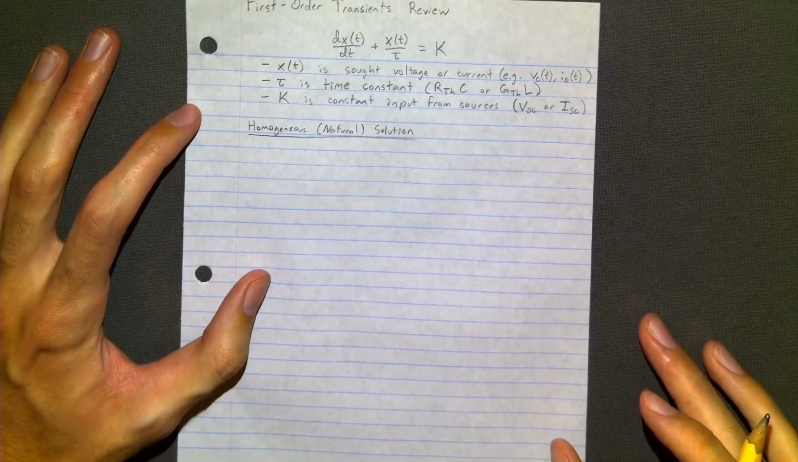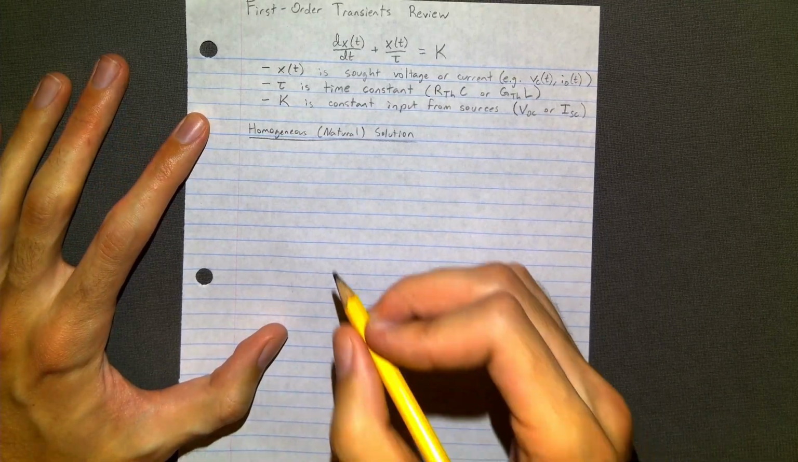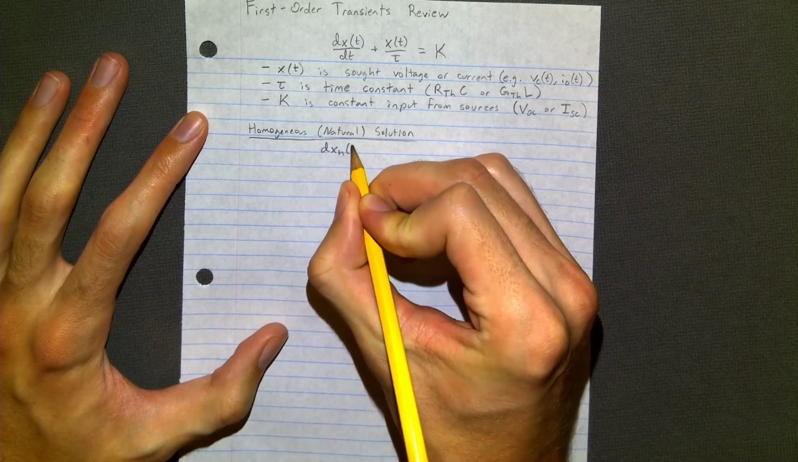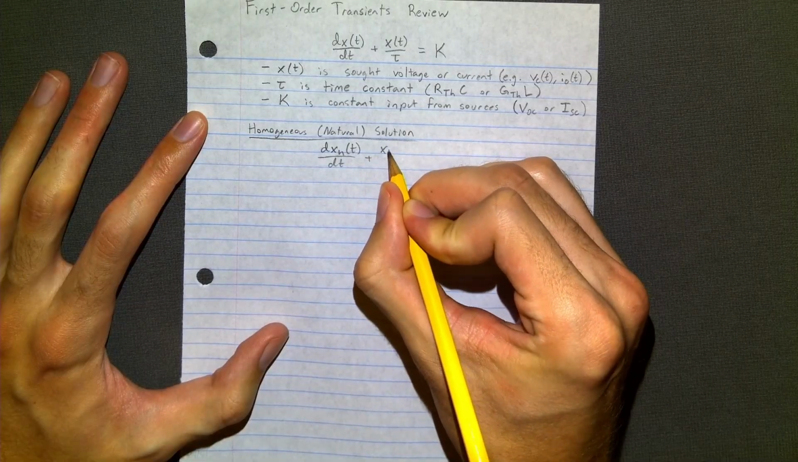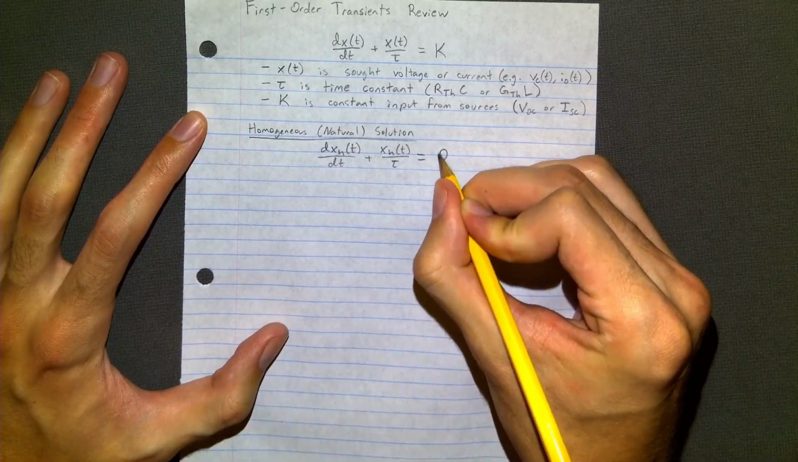This is going to be the response of the system when we bring it up to a certain point and then just let it go. For example, in this case, that's going to be having a circuit in steady state and then opening or closing a switch and seeing how the system responds. In order to find the homogeneous solution, we're going to set the input to be 0. So we'll rewrite the differential equation and set it equal to 0.